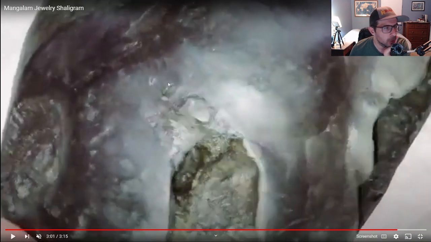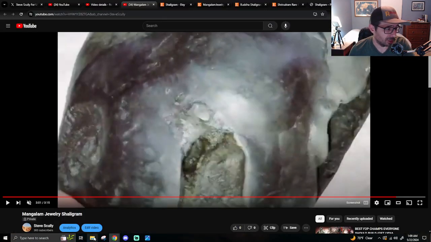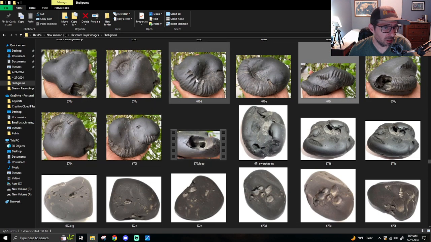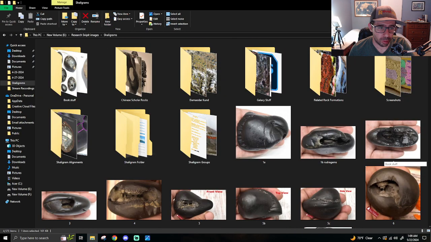Whoa. It almost... Holy shit. It almost looks like dendrites. Holy shit. Pardon my French.